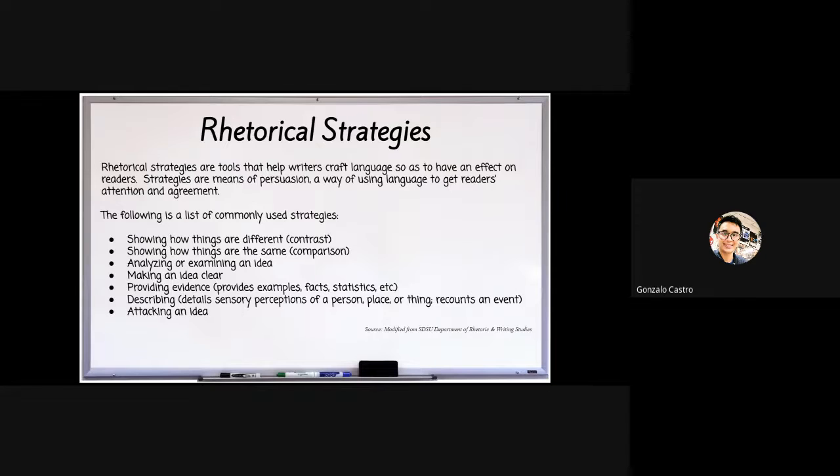Next, we have describing. And if an author is describing, you'll notice narrative details. It's going to read like a story almost. So you'll see details of people, places, things. It's almost like the author is recounting an event or telling a story. And lastly, we have attacking an idea.